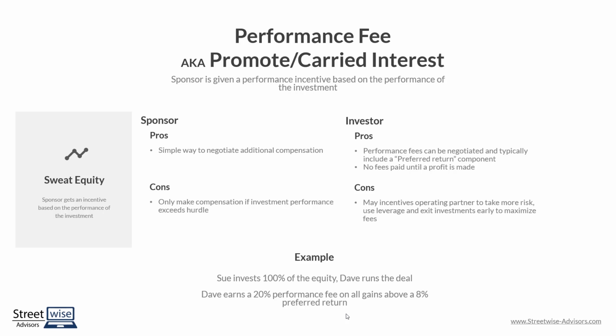Anything after an 8% return, so let's say the deal makes a 12% return, the difference between 8 and 12 is 4%. That 4% would be subject to a 20% fee. So from the investor's perspective, it's very similar to the straight split, other than more of their profits are being excluded from having a fee assessed on them, and so that is a little more advantageous to the investor. From a sponsor's perspective, it's a little easier to sell, and it's also another way for you to earn compensation.